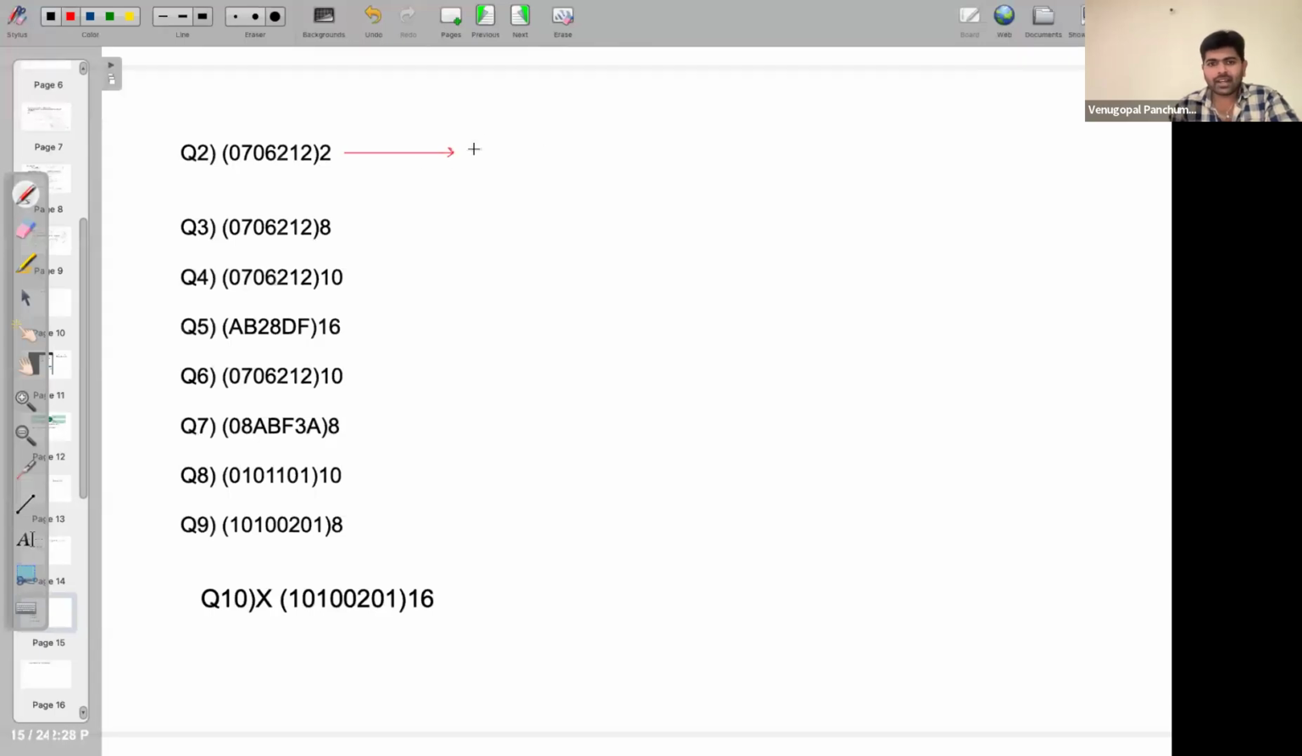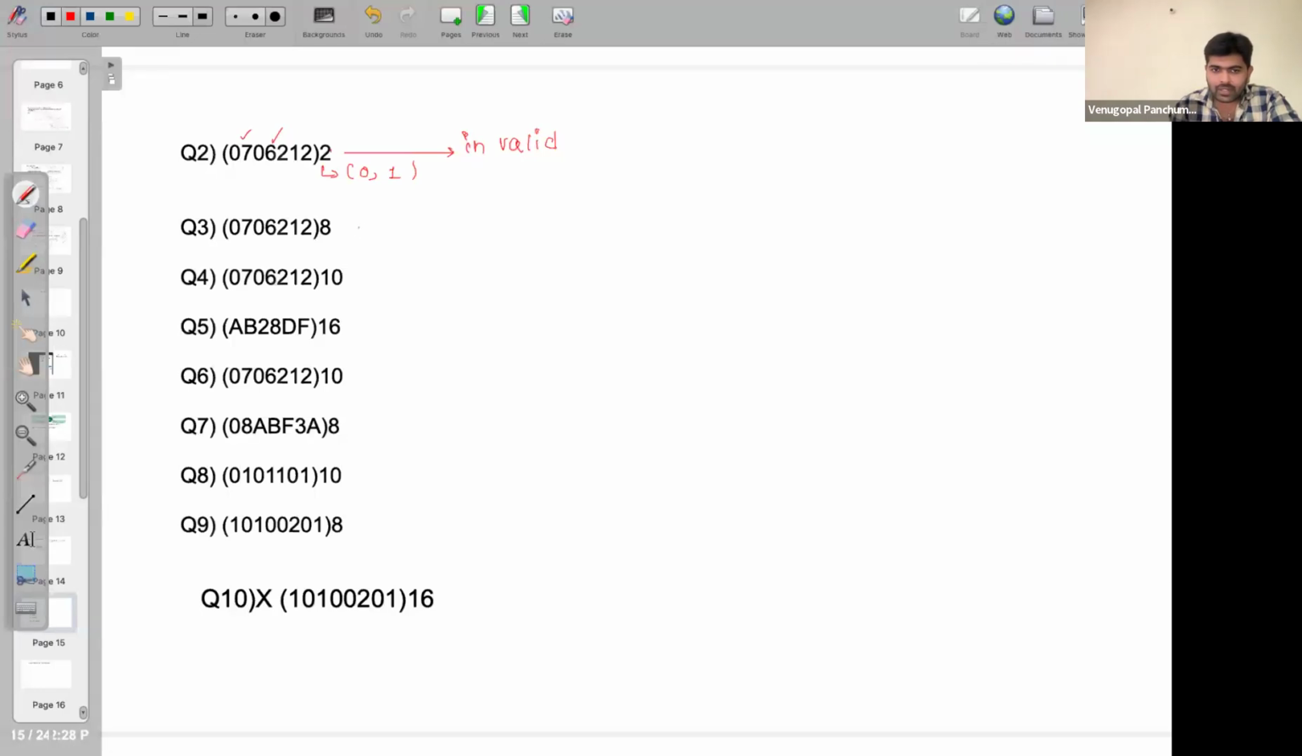Clearly, it is invalid, correct? Why is it invalid? Because the base is 2. If the base is 2, only 0 and 1 are allowed. But we have 7, we have 6. So hence it is invalid.